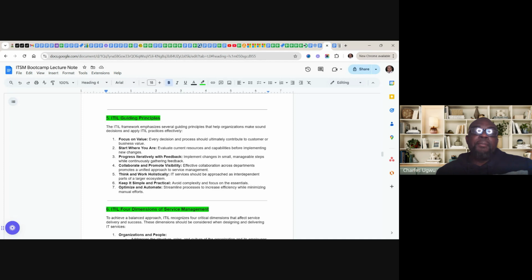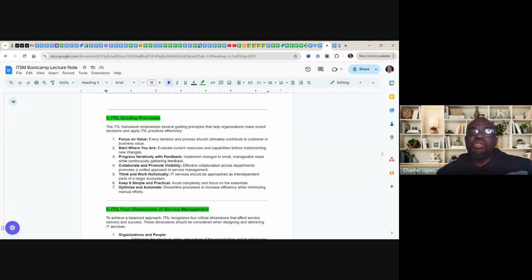The number 3 guiding principle is progress iteratively with feedback. This is where it has some kind of agile nature. What we'll talk about, iteratively with feedback, is what we do in agile. If we have been in our class in project management, we'll talk about Agile and Scrum. We borrowed Scrum into this ITIL, that is progress iteratively with feedback.